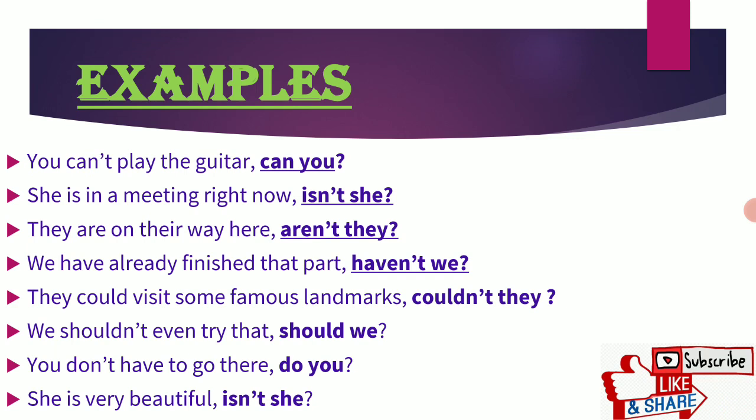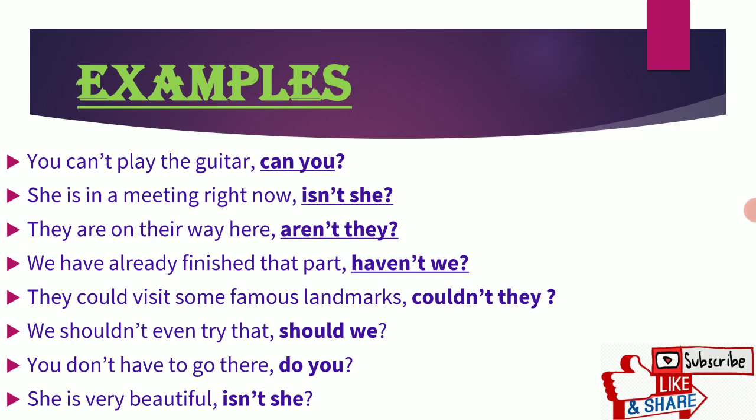So as we already have a negative sentence, let's make the tag a positive. First, let's take the auxiliary verb, that is can, and then the pronoun, that is you. Can you? And it is very important when you write a question tag, always at the end of a question tag, there must be a question mark. As you can see in all these cases, there are question marks at the end of the tag.